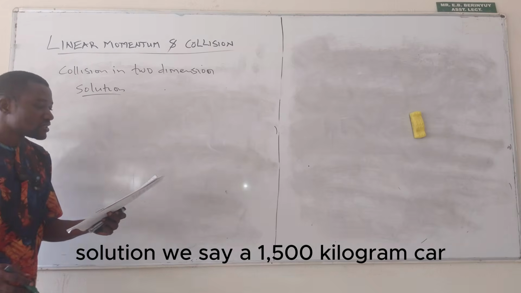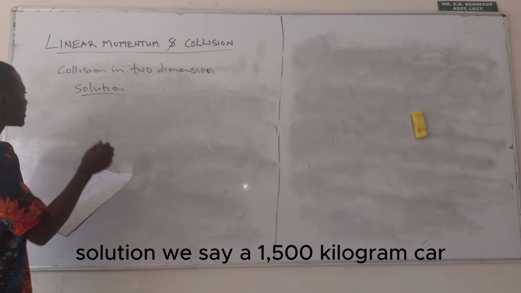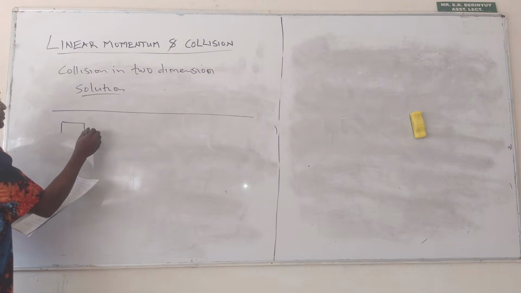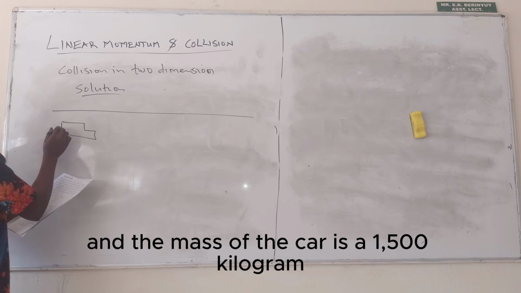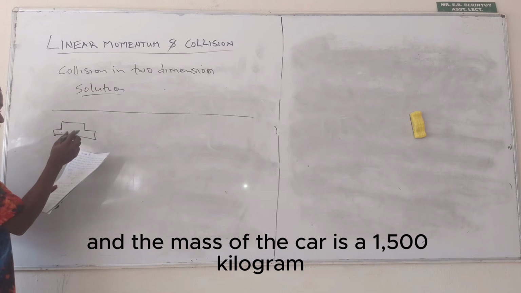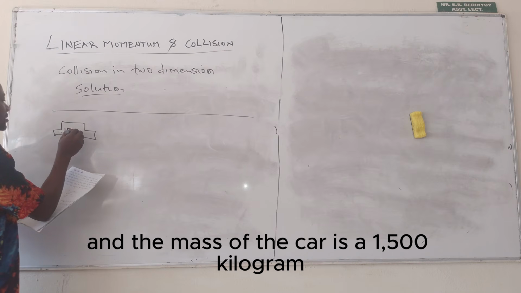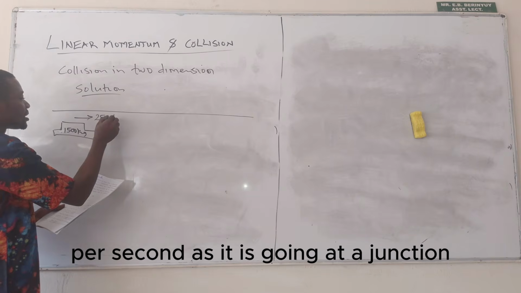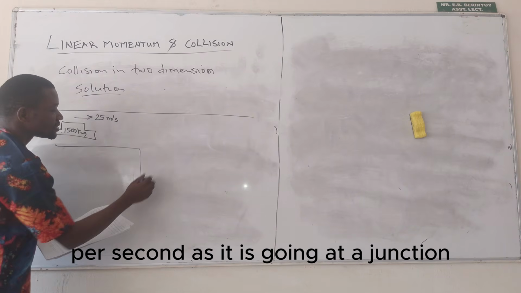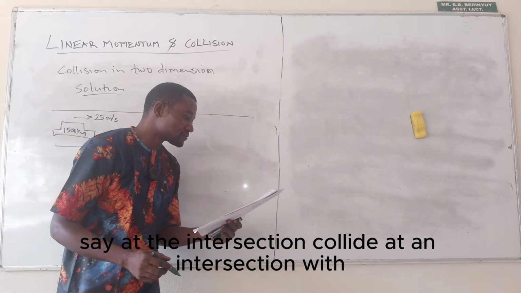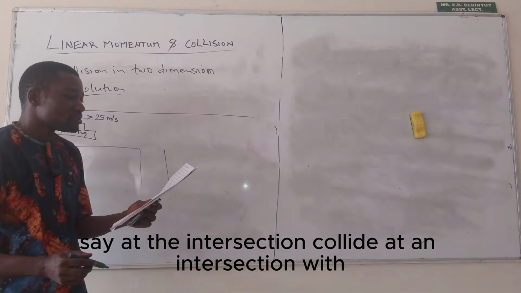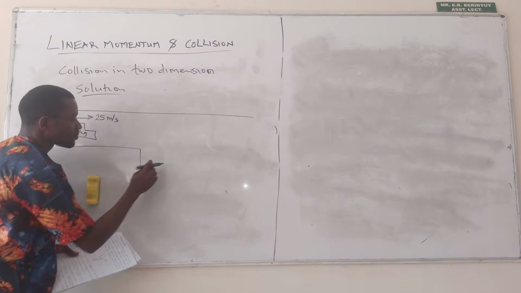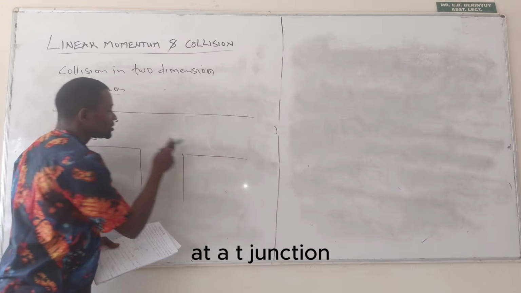Solution: a 1,500 kilogram car. This is a road. You have a car moving, and the mass of the car is 1,500 kilogram. The car is moving with a velocity of 25 meters per second as it is going to a junction, at the intersection. This is the intersection, a T junction.